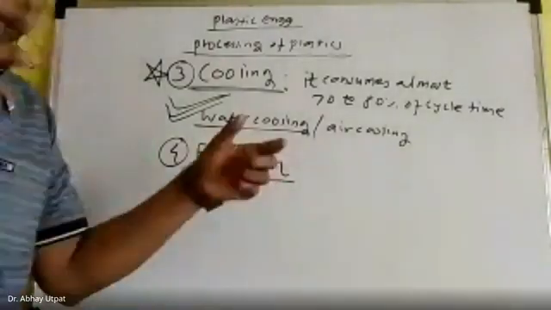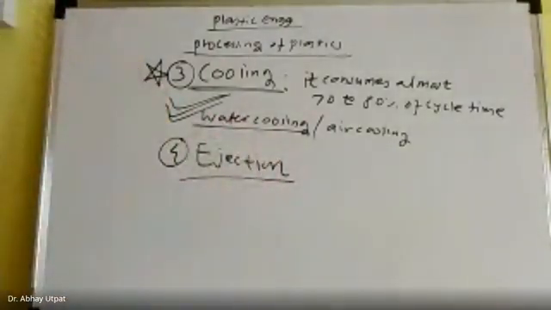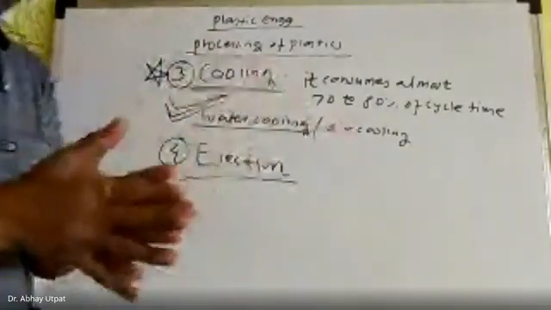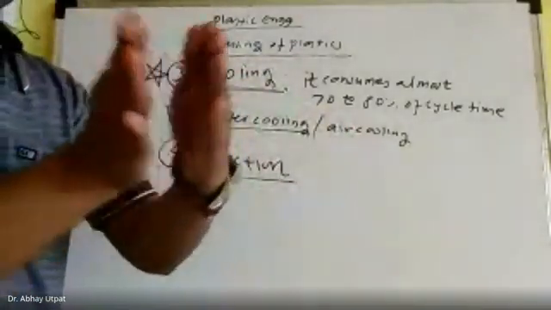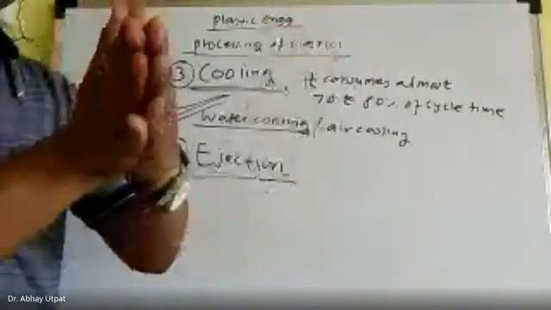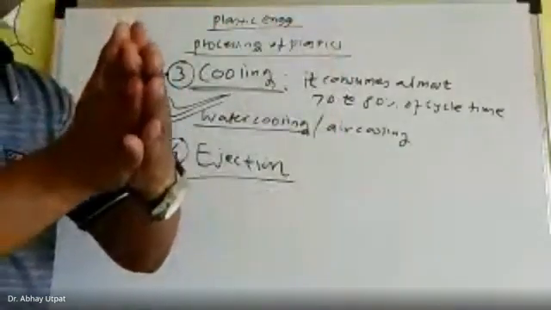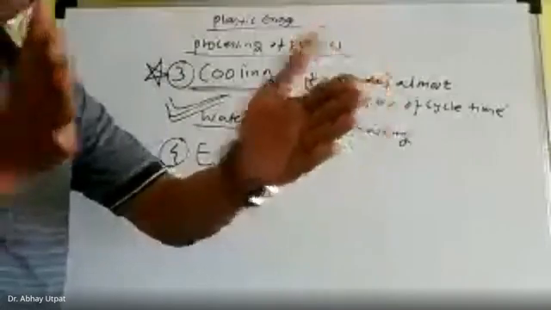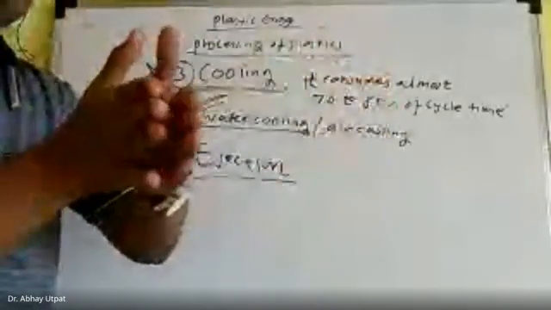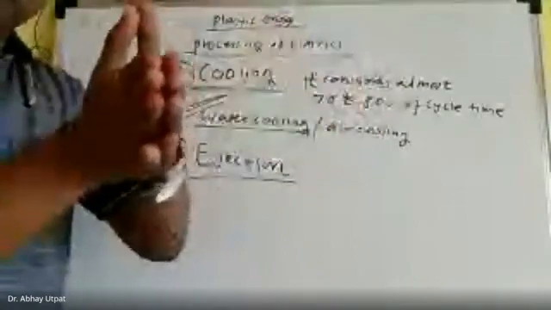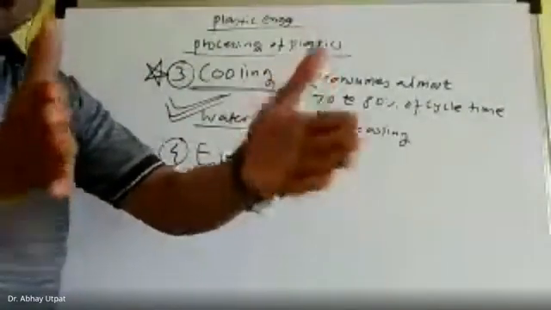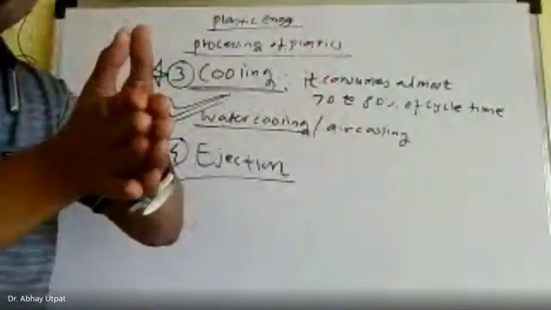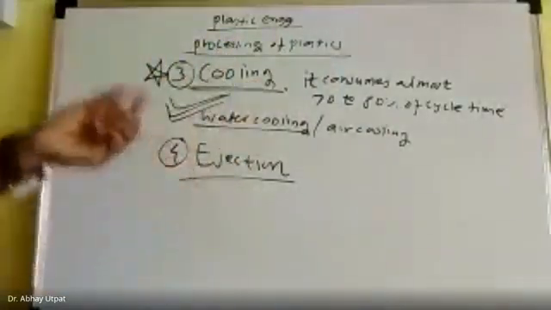Why? Because when you are injecting the plastic into the mold, it may stick to the wall. It does not get removed easily. So you have to follow the cycle as told: opening of the mold, closing of the mold, injection, cooling, opening of the mold, ejection, closing of the mold. I repeat once again: closing of the mold, clamping, injection, cooling, opening of the mold, ejection, again closing for the next cycle. So you are going to remove it.